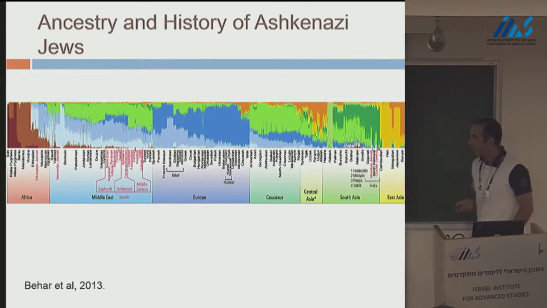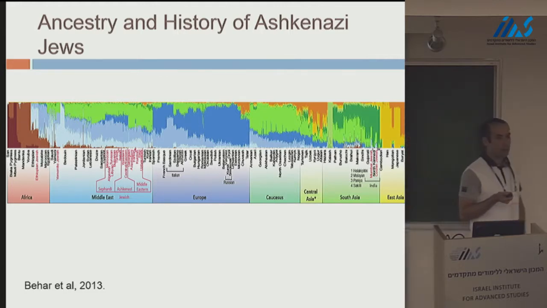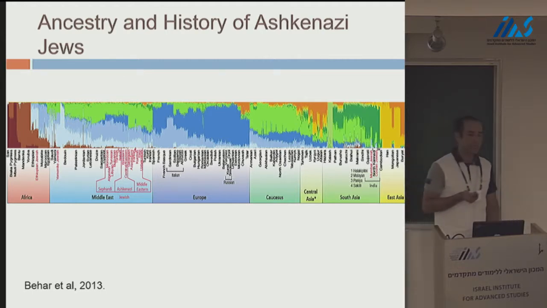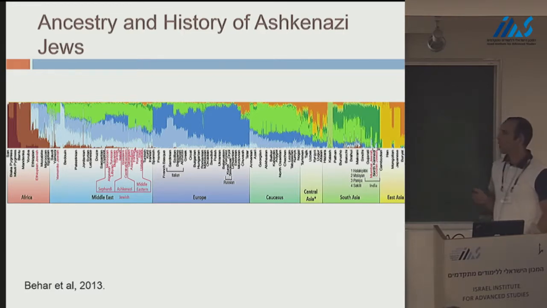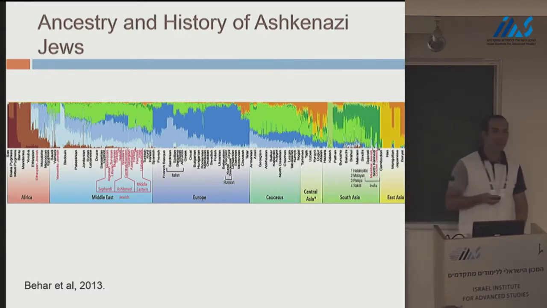This is another example that's actually from a paper of our group together with Noah Rosenberg from Stanford and Doron Behar from Rambam. What we did here is we looked at Ashkenazi Jews, and we tried to look at the history of Ashkenazi Jews. And that's just one of the figures that we looked at. That was basically trying to see if there's a relation to the Khazars. And there was a previous paper that said that there is.